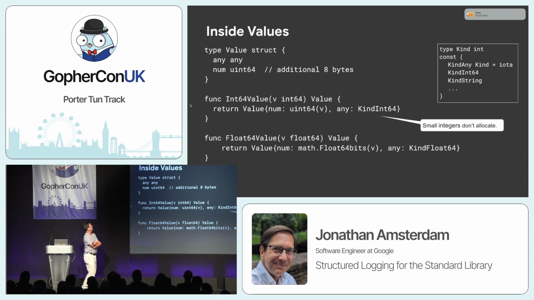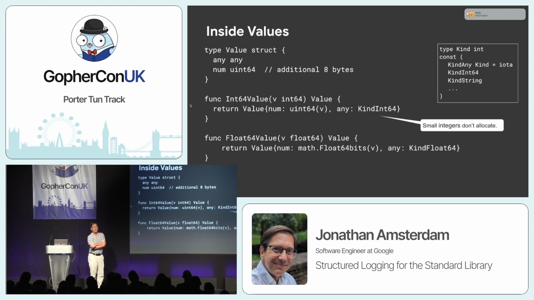Let's look inside a value. A value is an any, but it's also got one other machine word in it we call num, an unsigned int. And like reflect.value, a value has different kinds, these small integers, this enum, that tells you what kind of value is in there.